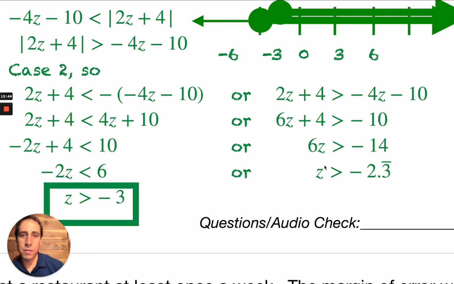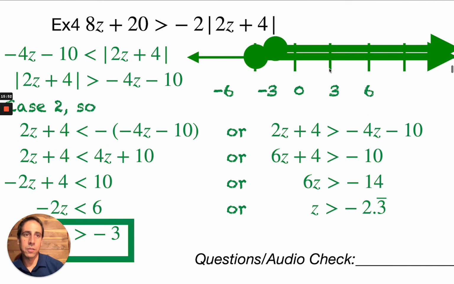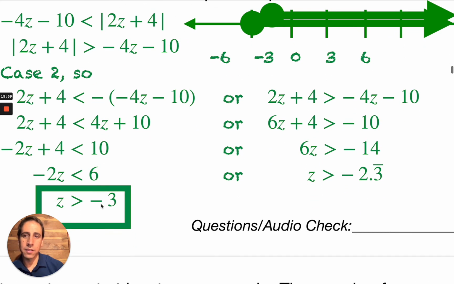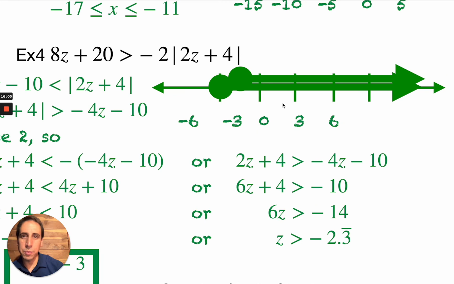So if we were to graph them, you notice they're both pointing in the same direction. Z is greater than. Z is greater than. So we're going to shade in the right-hand direction, both of them. There's one dot at negative 3, and there's another dot at negative 2.3333 repeating. So it's a really weird shading.